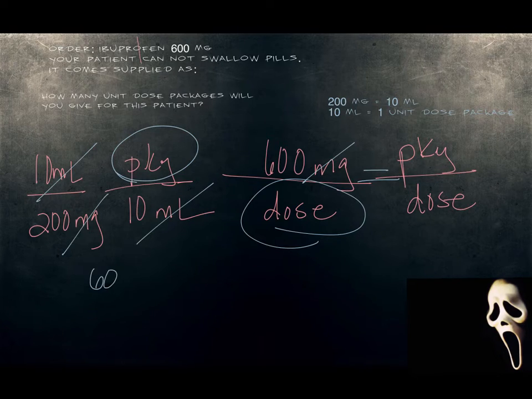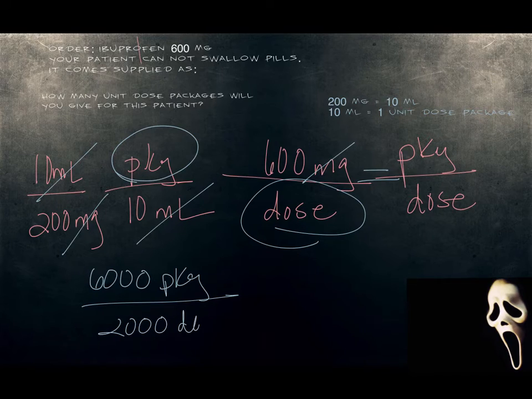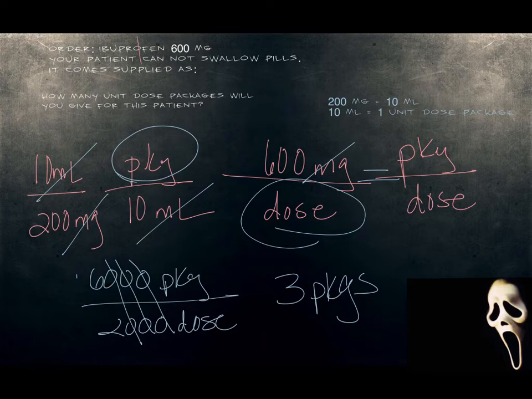You'll end up with 6,000 packages over 2,000 doses. It's a crazy number. Now, if you need to use your calculator for that, have at it. If not, what I do is simply cancel my zeros out. 6 goes into 2 3 times, and I know I need 3 packages, which is the correct answer. You are going to use 3 of those little unit dose package cups of medication to give a 600 milligram dose. So that was a little more complicated than what we did in the last video, but not really all that scary. So let's see what we can do to give you a good thrill.